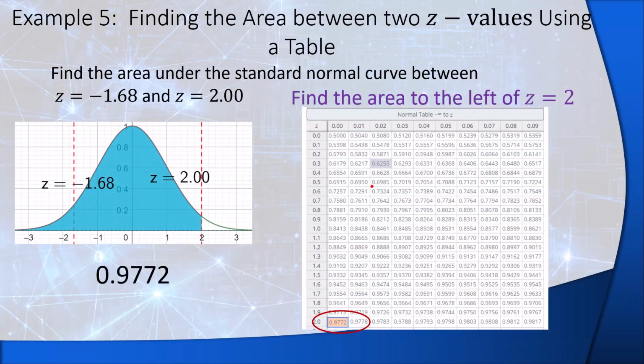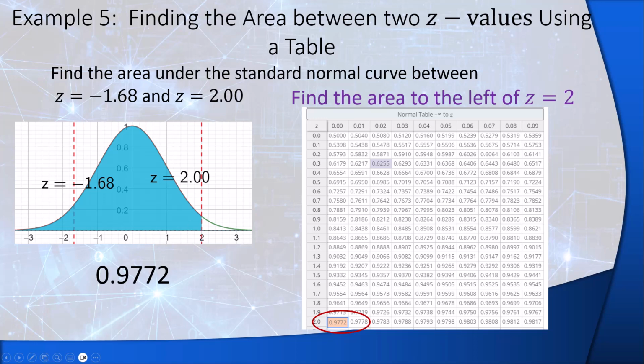So let's go ahead and find the area to the left of 2 using our tables. Since 2 is positive, we're going to use this table. 2 is the same as 2.00, so here is 2.0, and that will give us 0.9972. There you go. There it is. All right, and that is what this area is.